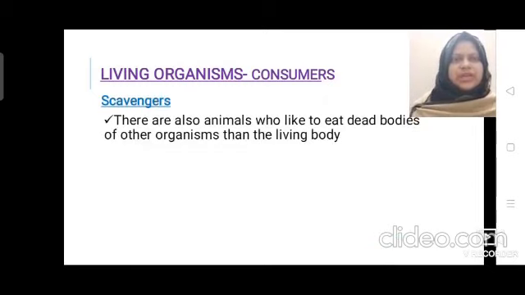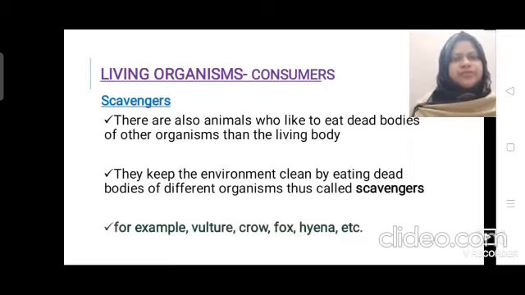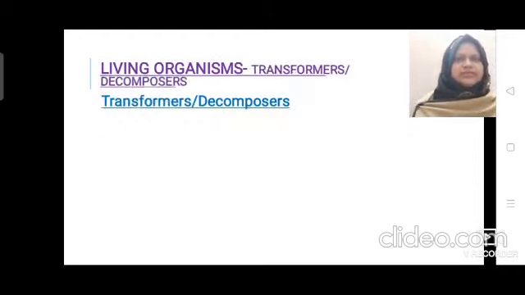There are also animals who like to eat dead bodies of other organisms rather than the living body. They keep the environment clean by eating dead bodies of different organisms. These are called scavengers. For example, vulture, crow, fox, hyena, etc. are the examples of scavengers.